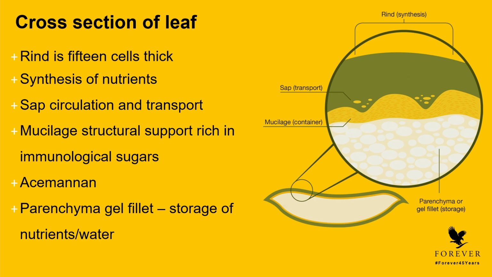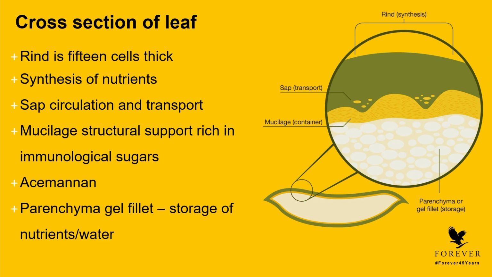Below the sap layer, you'll see the yellowy colour, that's the mucilage. That's an important layer because in the mucilage you'll find the polysaccharides, and particularly the acemannan is found in that layer. Also it's important, and again it's a unique point to us, we fillet it through that layer. So our leaves are actually filleted through the mucilage layer.